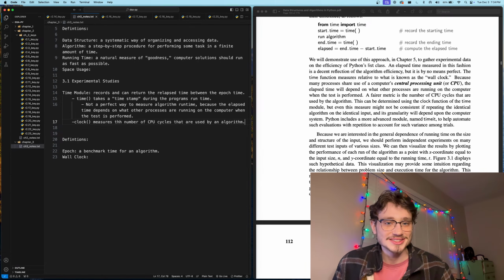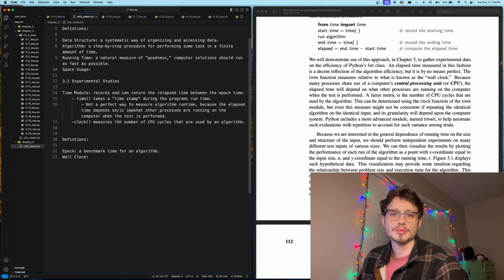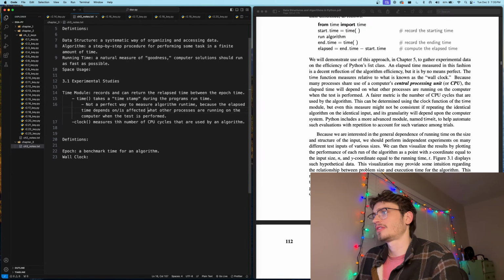Welcome back, man. It doesn't depend on other processes, but it may be affected by other processes, meaning it won't be accurate. Okay, that's a better way of putting it. I was just kind of quoting them. Depends on what other processes. So we'll say depends on slash is impacted by what other processes are running on the computer when the test is performed. Gotcha. Thank you so much for that added input, Ferris. That helps clarify things.